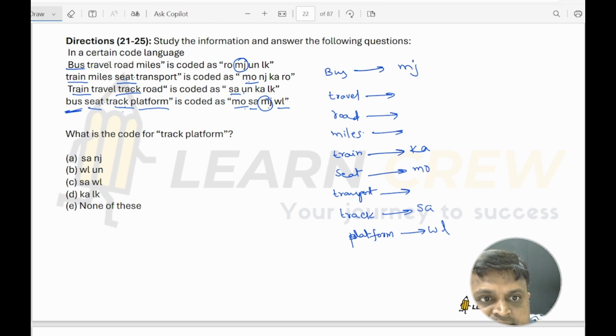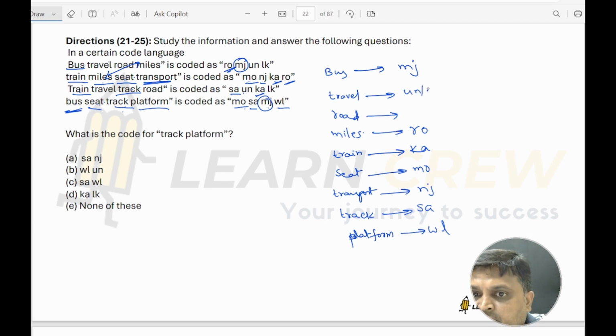Now, miles and transport. Miles is there in these two, first and second. In first and second, miles is common. So, miles, the common is RO. Already KA is fixed. So, miles is RO. Now, the remaining here is transport, which is NJ. So, transport is NJ. About travel and road, we have two things left: UN and LK.